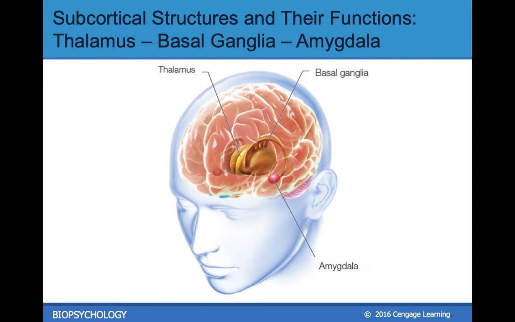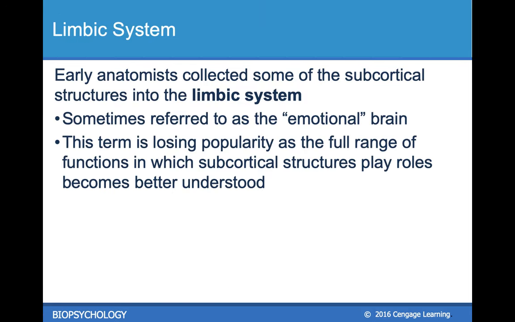So these three structures, our thalamus, basal ganglia, and amygdala, they make up what we call our limbic system. Early anatomists were first calling it the emotional brain because it has to do a lot with emotion, but it's more broad now as we've learned more about the structure of the brain.